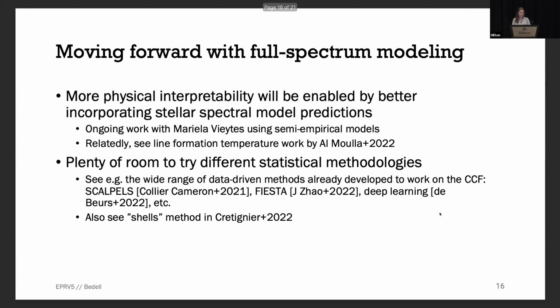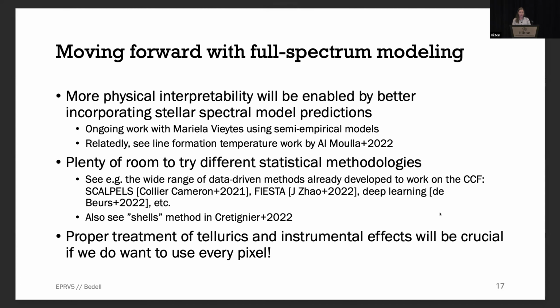We have plenty of room to try new statistical methodologies beyond this linear projection method. And I'll highlight that a lot of advanced techniques have been developed for the CCF that could be adapted in similar ways to work on the entire spectrum. I'll also point to Mikhail Cretinier's work with projecting the spectrum into shells and using a PCA method to break that down. And finally, just note that we want to actually build these sorts of models into the pipeline as early as possible, because proper treatment of instrumental effects and tellurics are going to be really critical if we want to have a full forward model of every pixel of the spectrum.